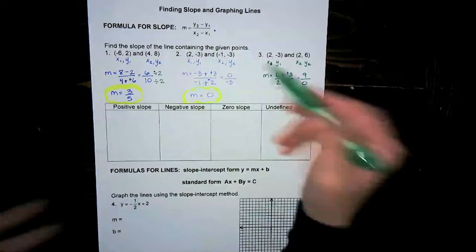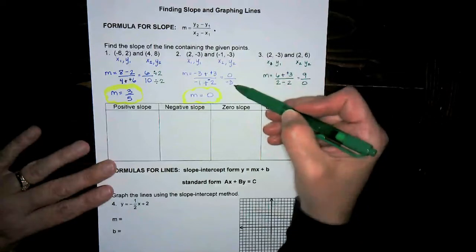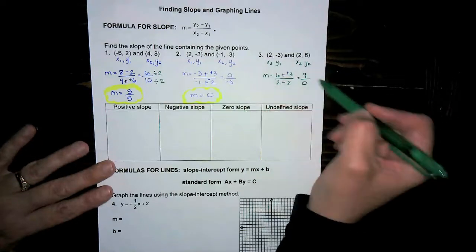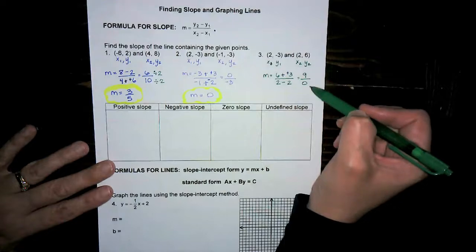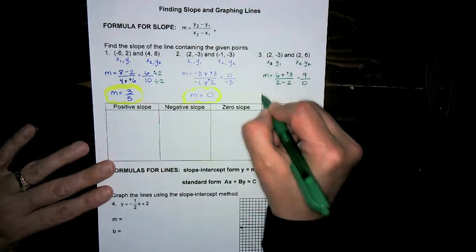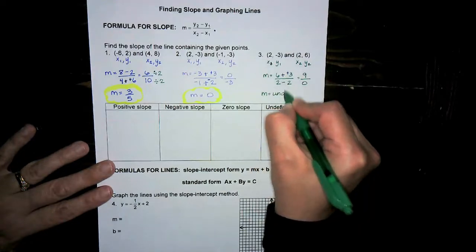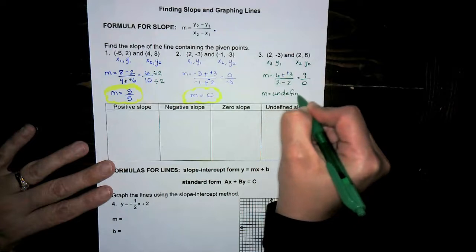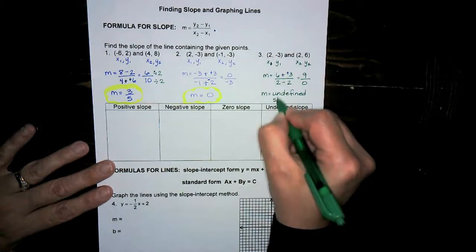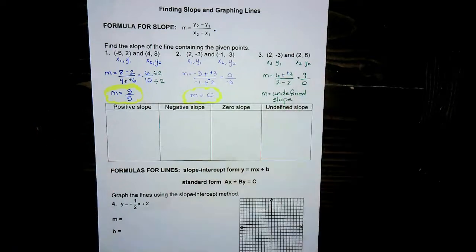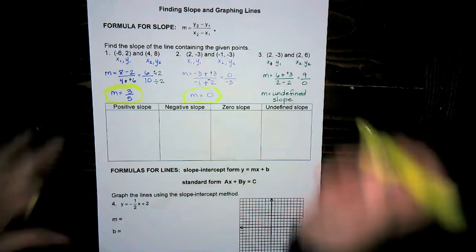Now, interesting. Over here, we had 0 divided by a number, and we got 0. This time, we have a number divided by 0. That is undefined. Cannot divide by 0. So this is undefined slope. Now, you may be saying, what does that mean for us?